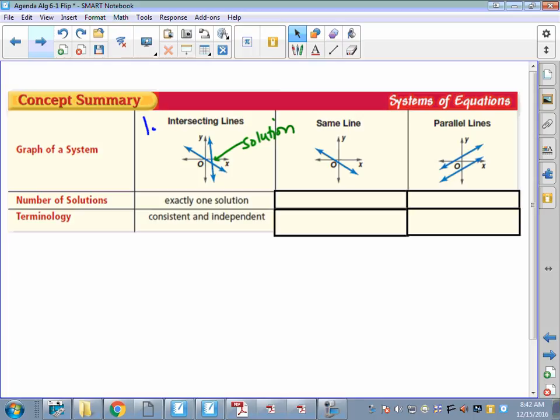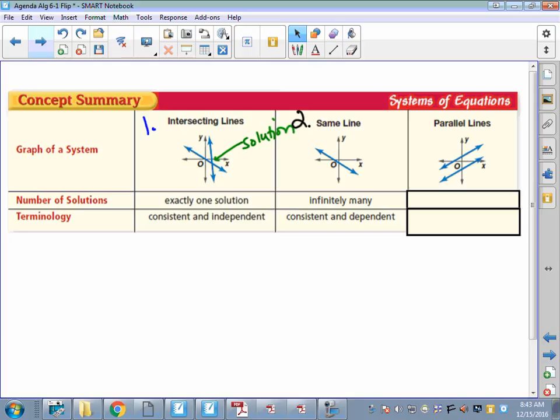We could graph two lines and they end up on exactly the same line. They're just overlapping each other. So that means every single ordered pair from one line will be the same as every single ordered pair for the other line, which means there's infinitely many solutions. That's called consistent and dependent. The lines depend on each other to be exactly the same.